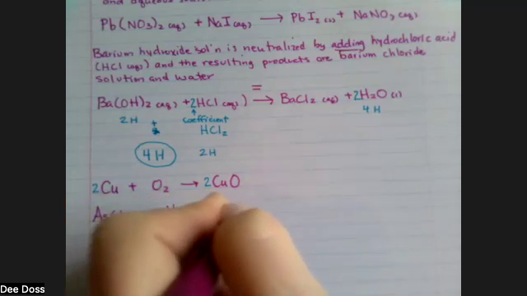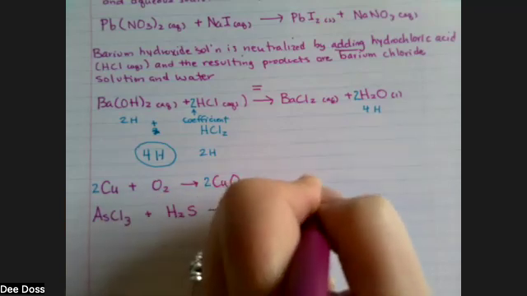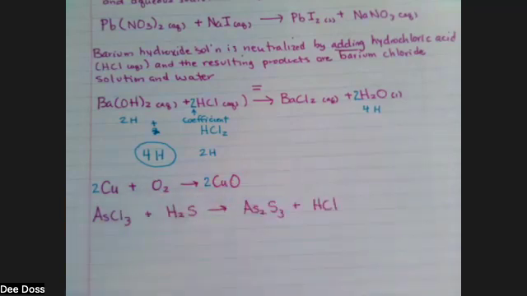I'll give you a little bit of time to write this down. But we have arsenic chloride with sulfuric acid to produce arsenic sulfide and hydrochloric acid. So when you look at this, you see this H here, so you know that's going to be balanced last.